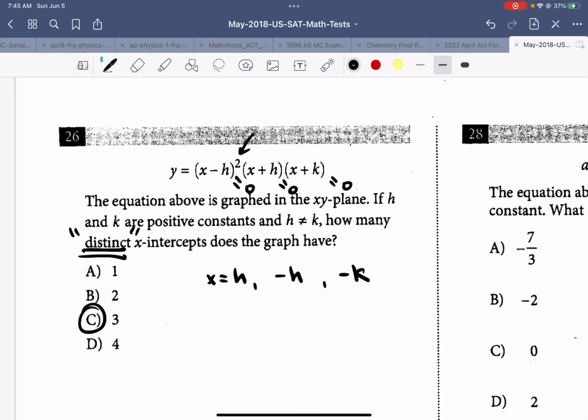This one doesn't count as 2. That's what we call multiplicity, but they ask you how many distinct x-intercepts. So you have to say h is just once, not twice. Okay? So you have 3 distinct values. So answer has to be C.